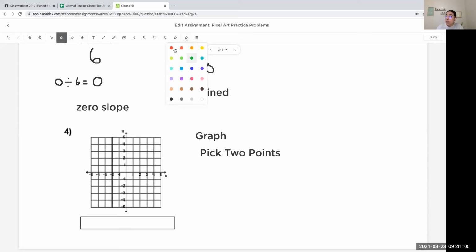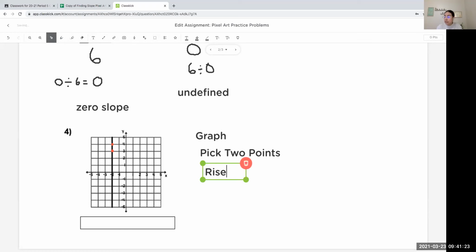but you're going to pick 2 points on here. Again, your perfect points are the corners there on your actual line. So I see one here and I see one there. Yes, you're correct. So we still want to find our rise over our run. Rise is how much you go up or down. Run is how much you go left to right.